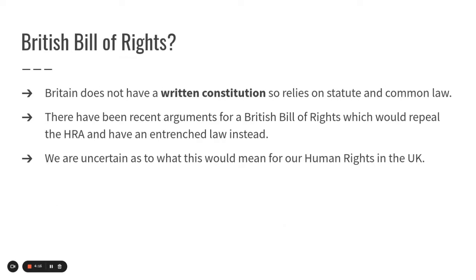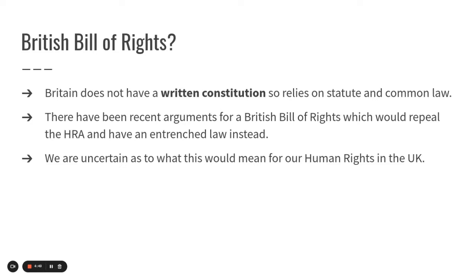The argument then comes about with the British Bill of Rights. Obviously, I won't go into depth in this because it's just an introduction or background information. But the argument is now that we should, in Britain, have a British Bill of Rights. We are one of very few democratic countries that don't have a written constitution. Our constitution relies on statute law and common law. We don't have, like in America, a written constitution with all of our rights laid down in that.